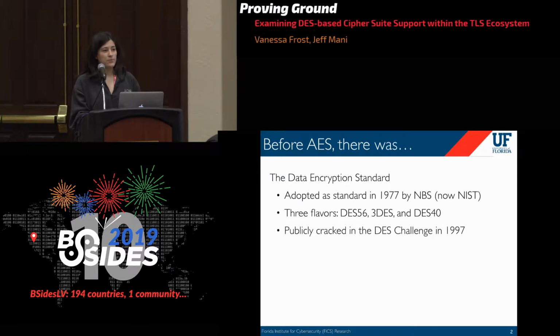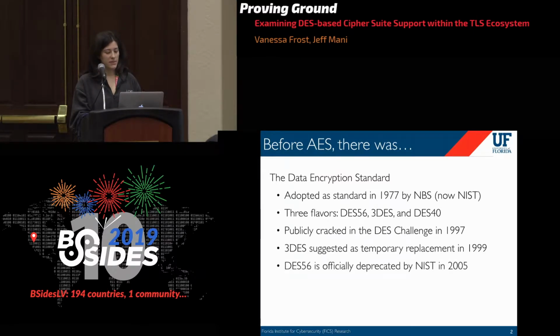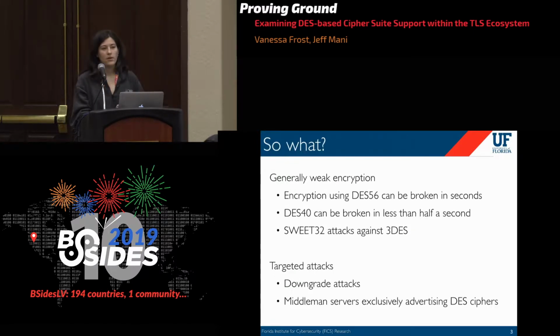Now, DES 56 was publicly brute forced in 1997 by participants of the DES Challenge. Shortly after that, NIST suggested using triple DES as a temporary replacement. With a longer key length, it was more resilient to brute force attacks. Shortly after that, DES 56 was deprecated, and triple DES followed just last year. All right, who cares? Some standards committee deprecated DES. Why should we care? Hopefully, because we're security enthusiasts, we should care.